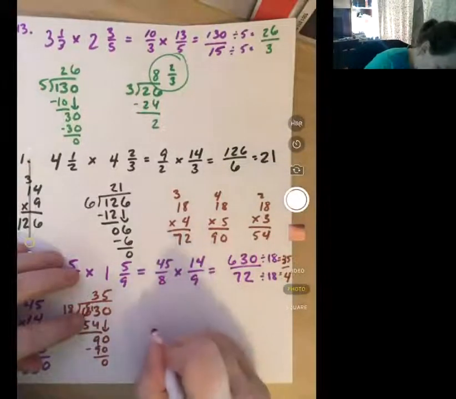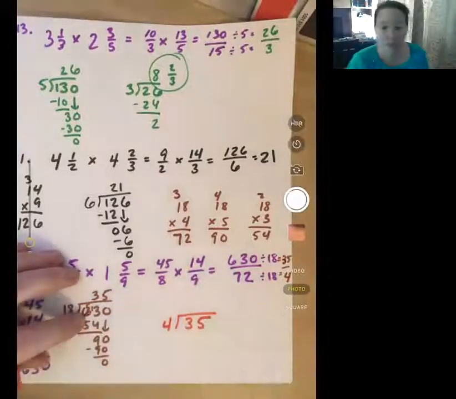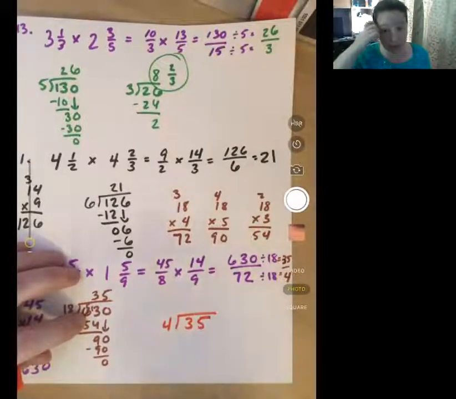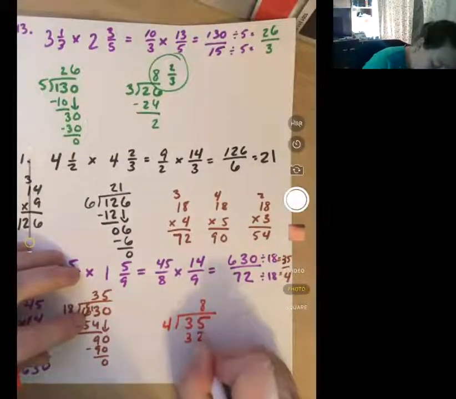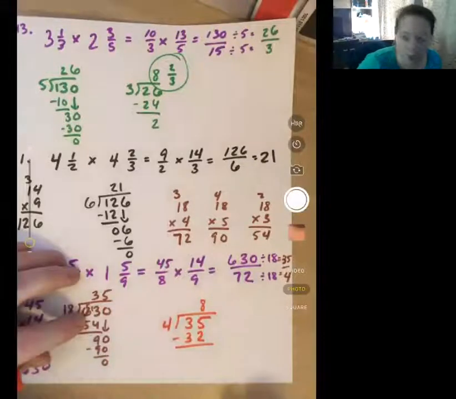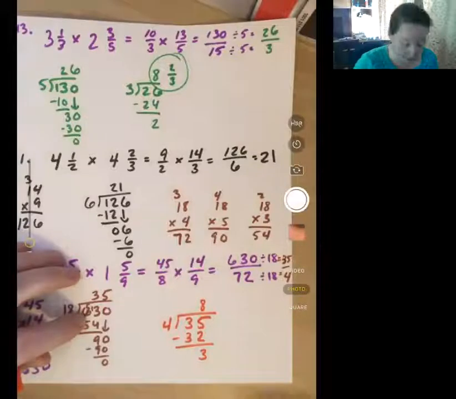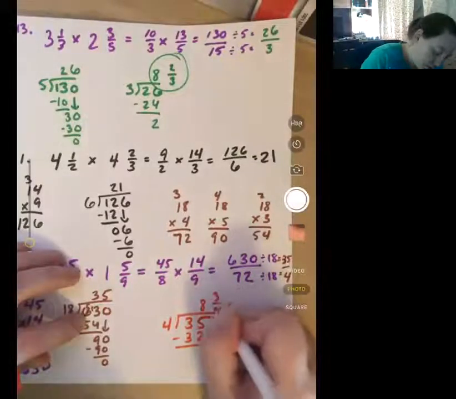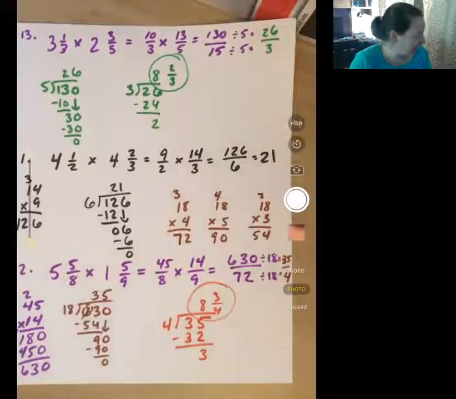I am going to go the 4 into the 35. How many times can 4 go into 35? 4 times what is about 35? So 8. 4 times 8 is 32. 5 minus 2 is 3. 3 minus 3 is 0, so we get rid of that. And 3/4. So for number 2, our answer ends up being 8 3/4.